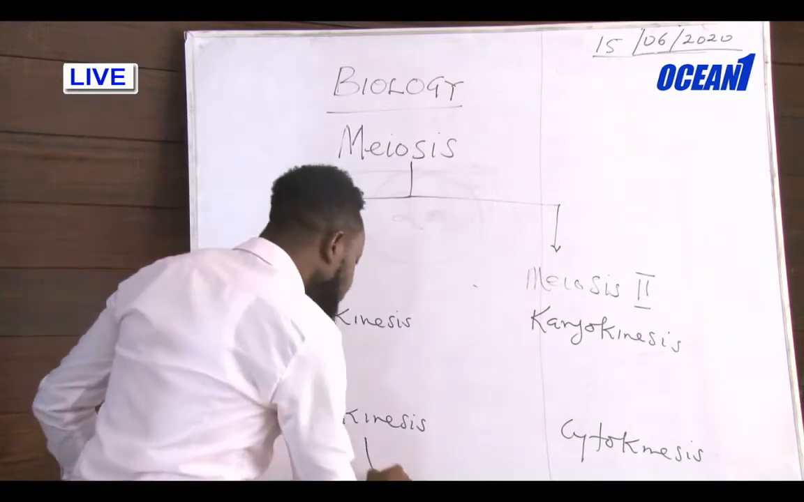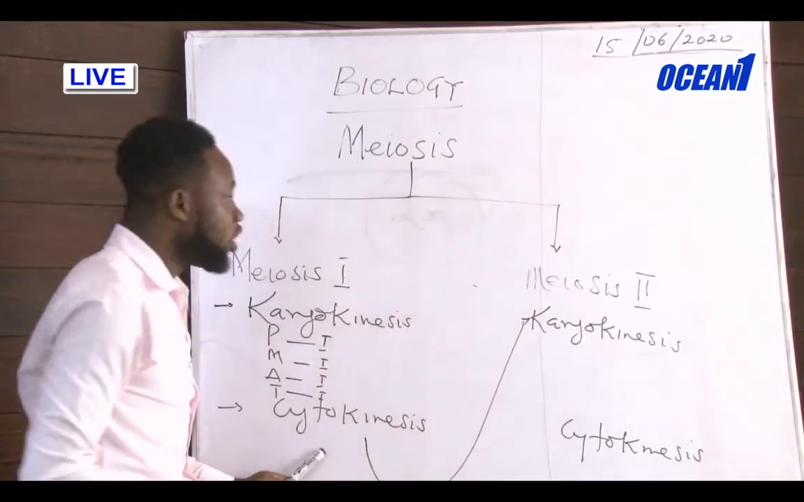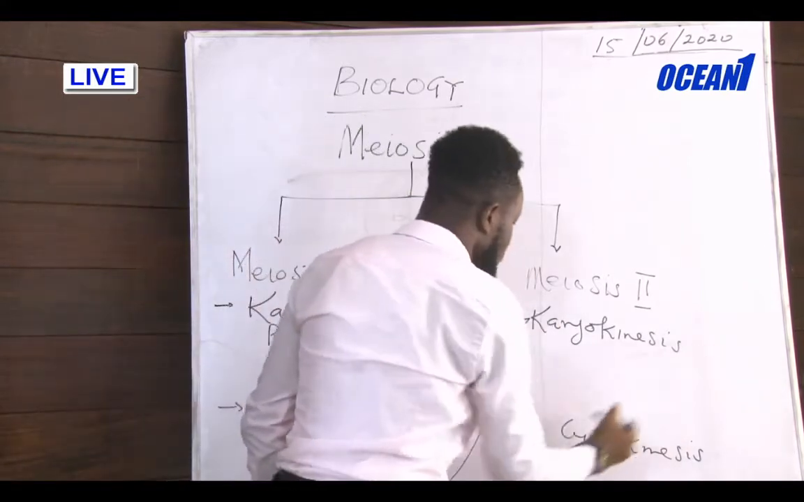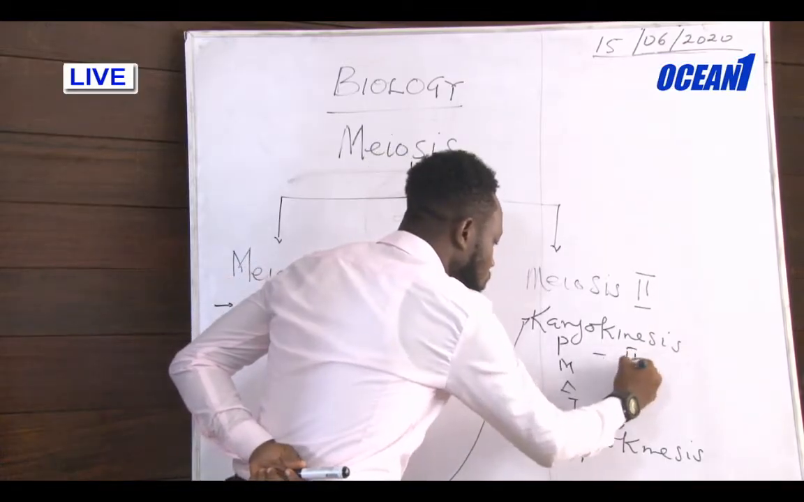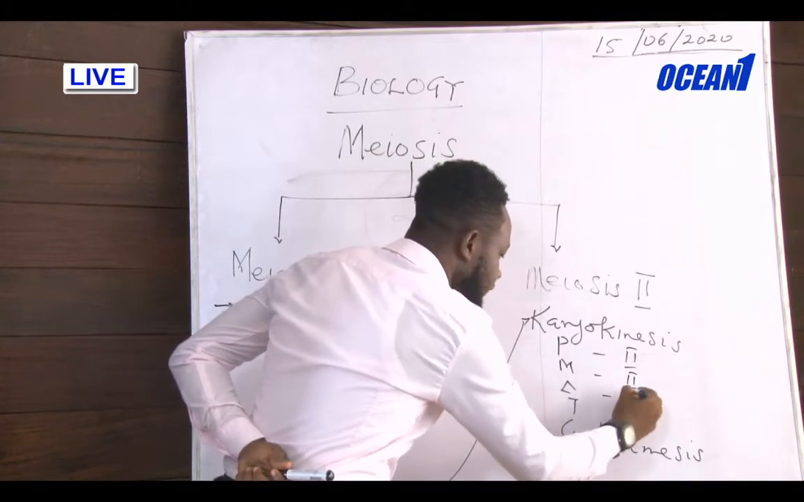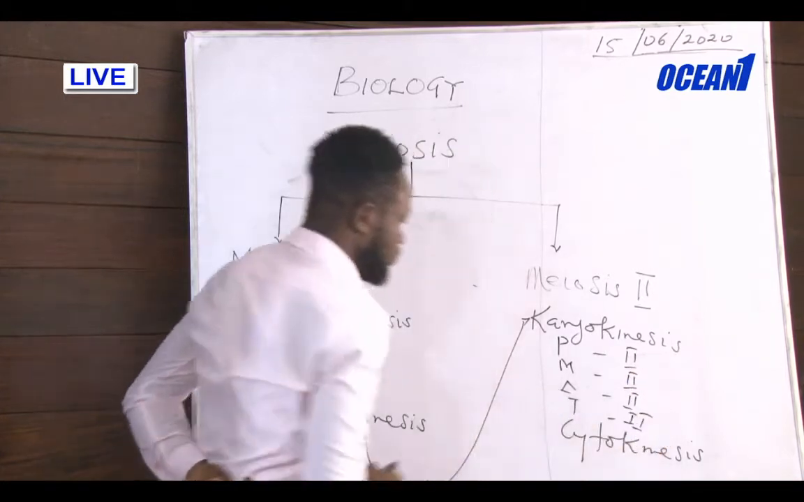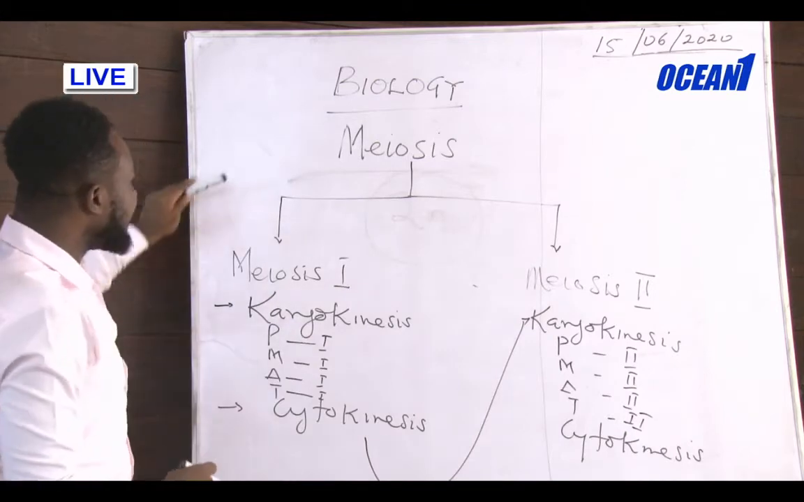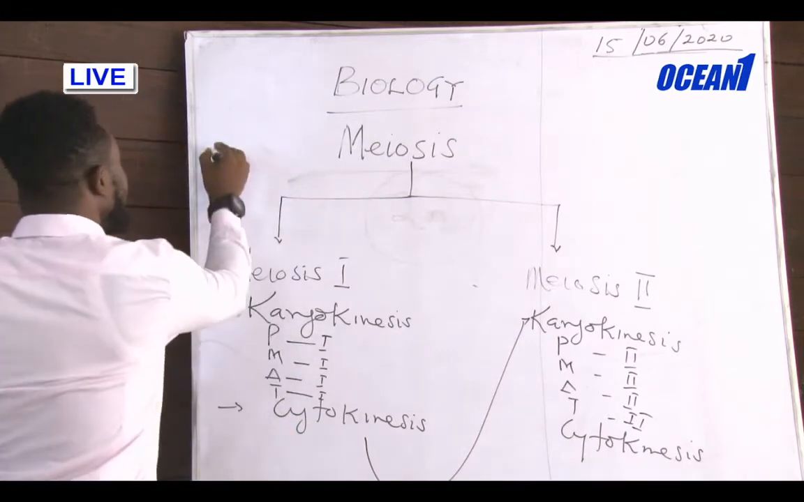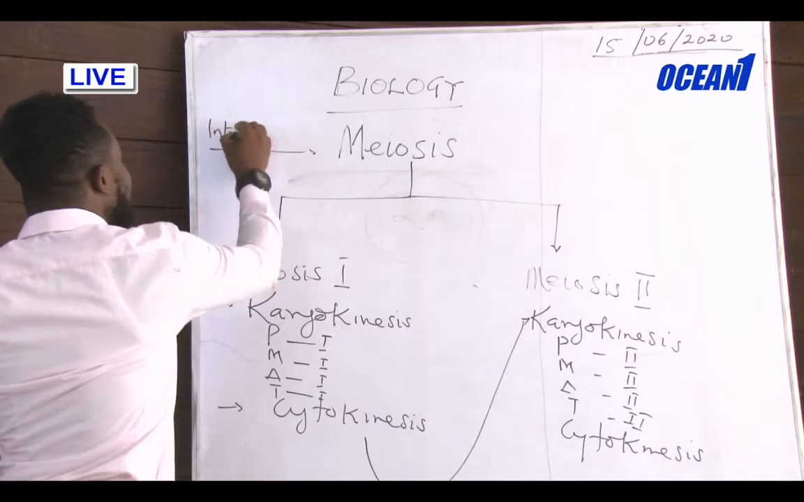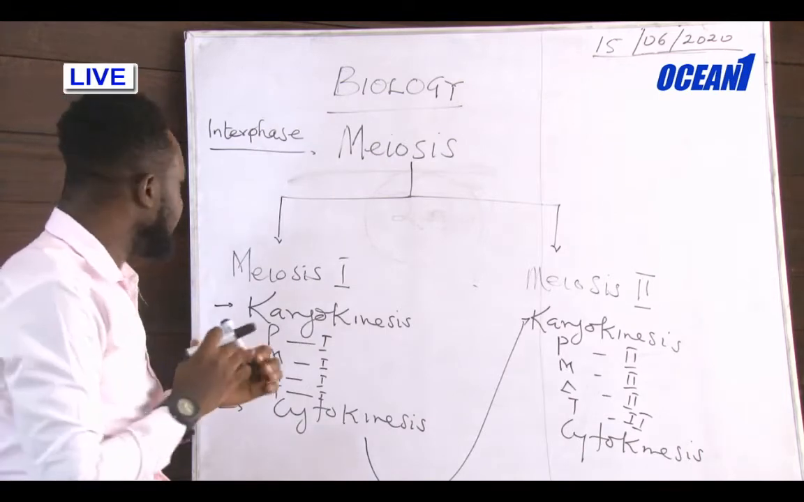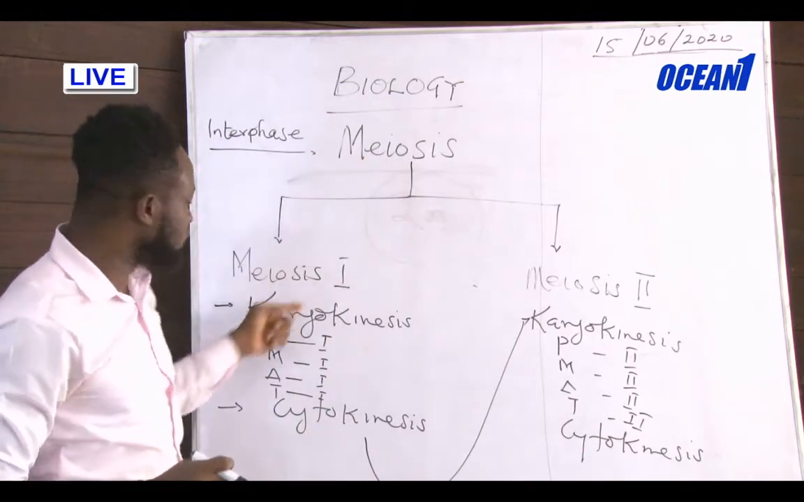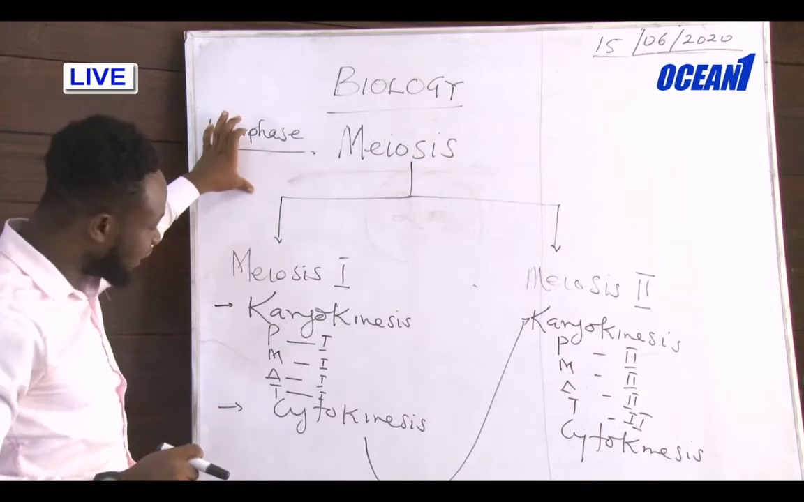Then from cytokinesis 1, we now move to karyokinesis 2. And again, we know once we have mentioned karyokinesis, we still have our PMAT. So I have prophase 2, metaphase 2, anaphase 2, telophase 2. Now, the cell that is entering meiosis, don't forget, it has already undergone interphase. So the cell that is entering meiosis 1 has already undergone interphase.